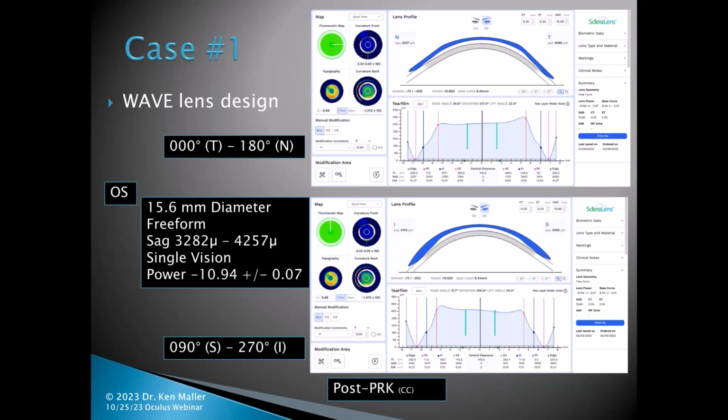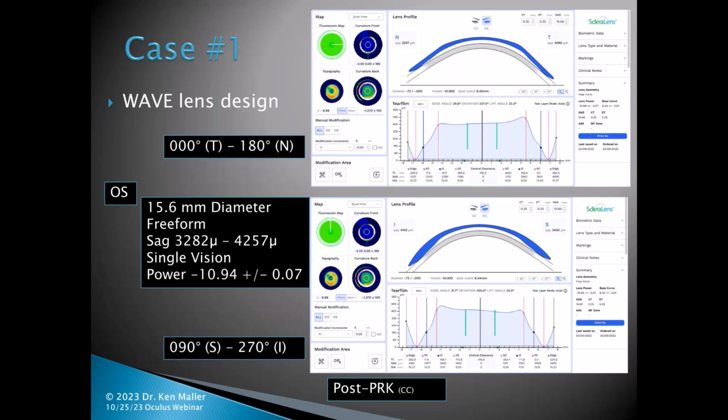My design choices here, again, a 15.6 millimeter diameter that's in a free form design and symmetry. The sags here, you can see it's 3282 to 4257 microns. That's a millimeter difference, so we do have a fair amount of irregularity here.